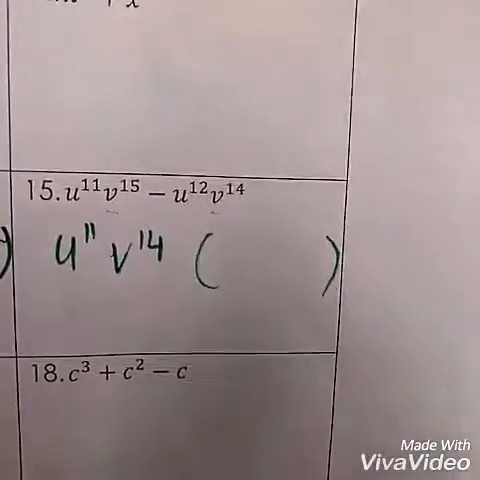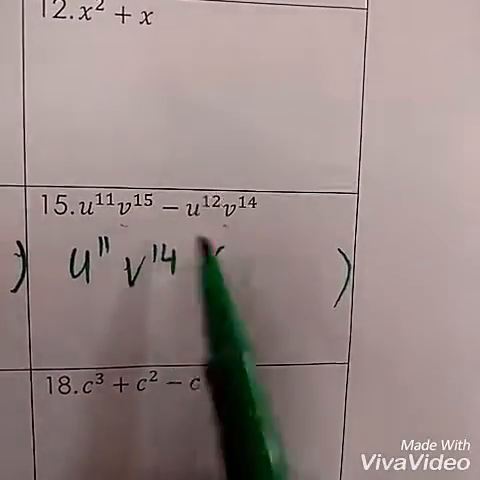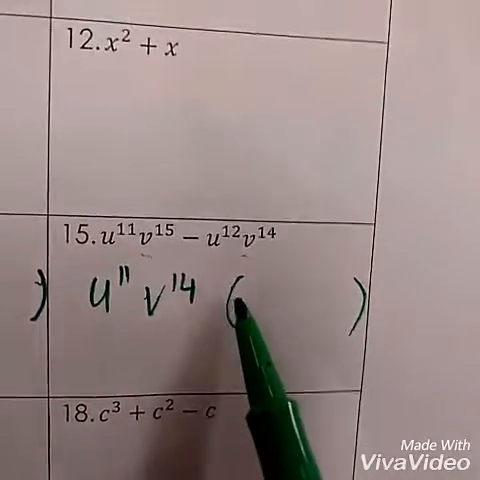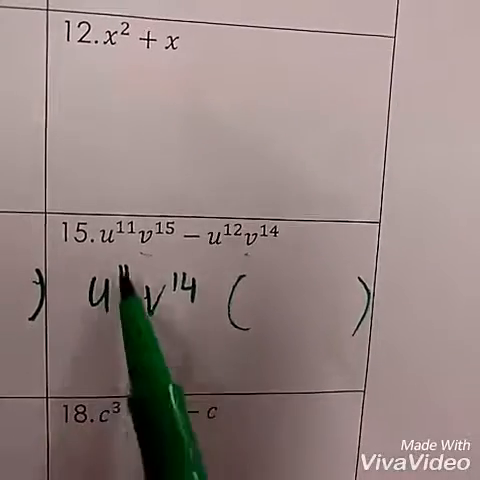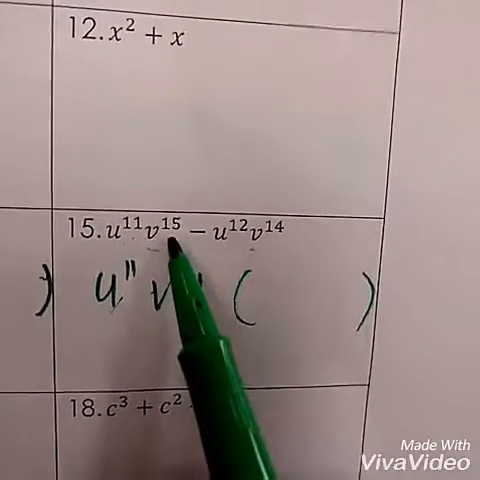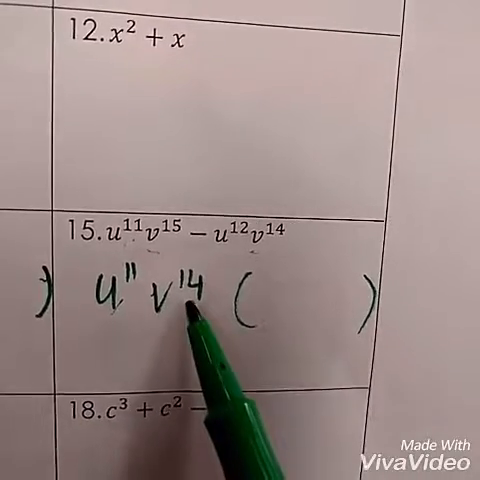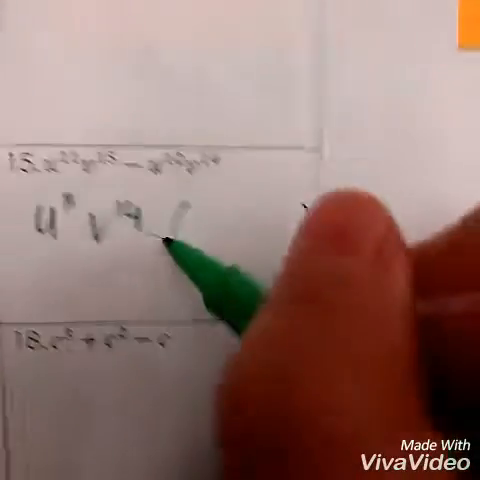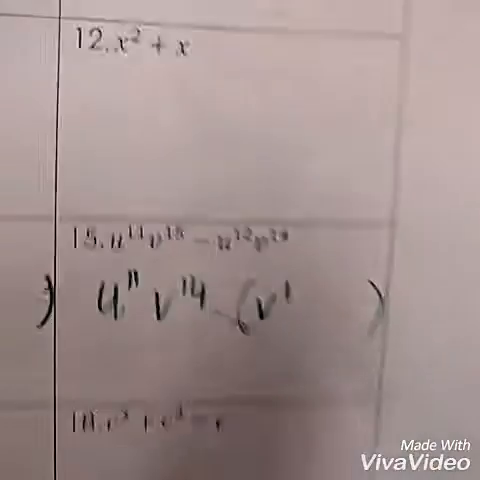Now, after they share that, we have to figure out what they don't share, and we put them in the parentheses. So in the original, I have u to the 11. I use all of them. V to the 15 and I use v to the 14, so I have one v left.